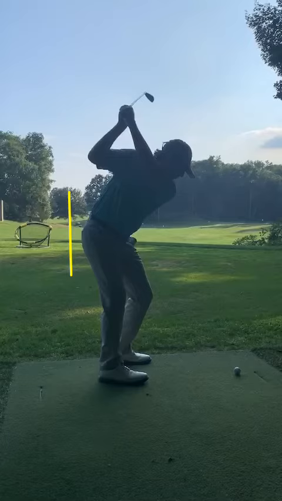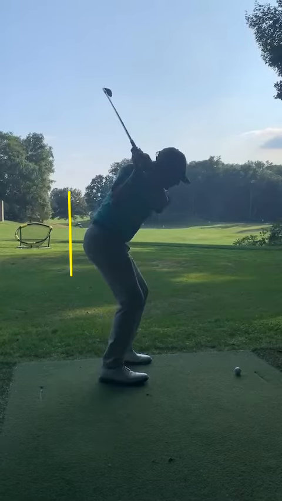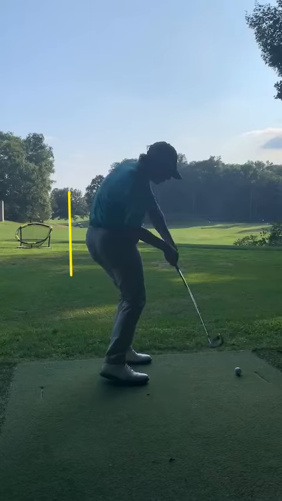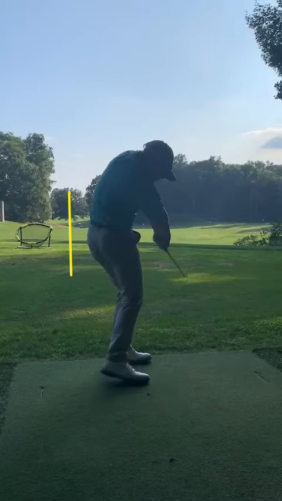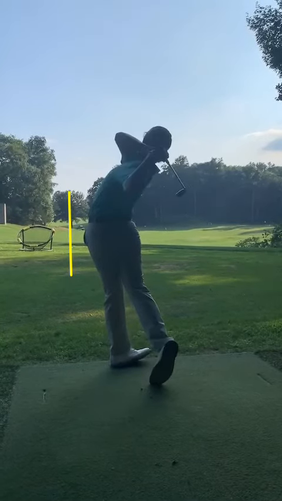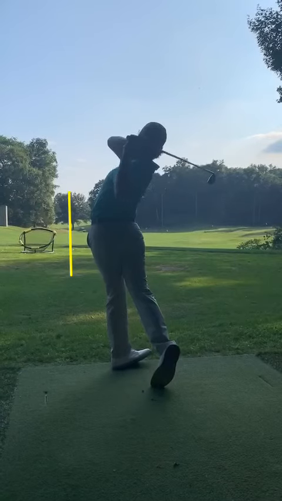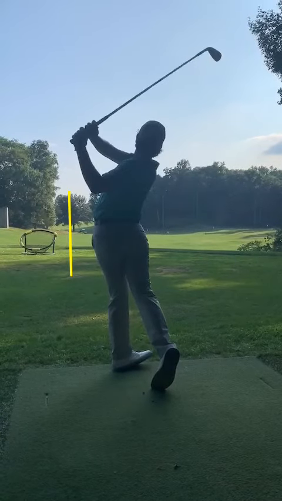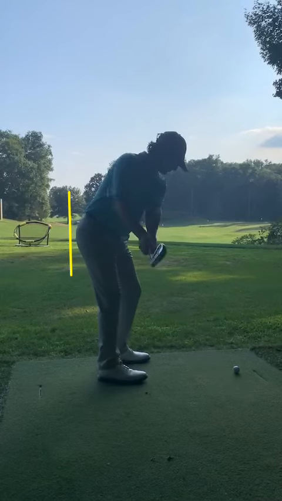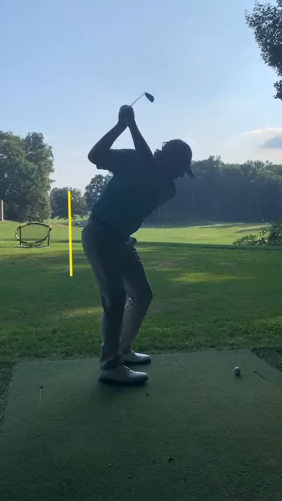And as a result of this extension towards the golf ball and a restricted turn, Alex stands up and flips his hands through the ball. So Alex has a very armsy downswing as a result of poor setup and restricted turn in his backswing.